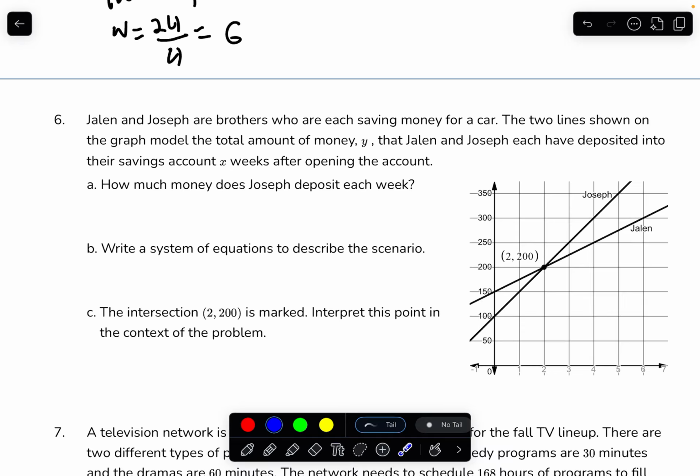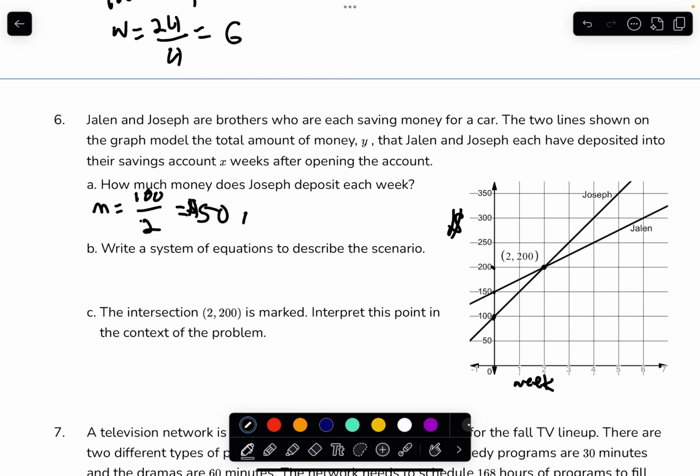They're actually asking for the slope each week. This is week, and this is money. So we're looking for the slope. M equals rise over run. Looking at Joseph, we start down here at 100, we go up from 100 to 200, so that's a change of 100 divided by 2 weeks. That equals $50 per week for Joseph.